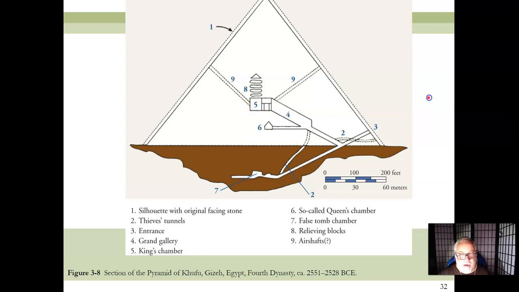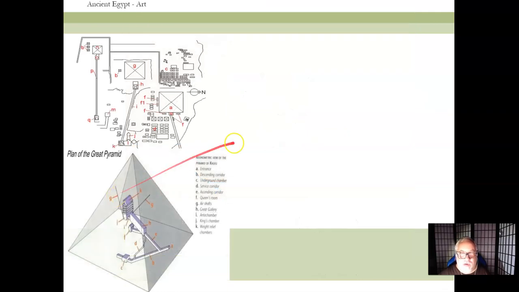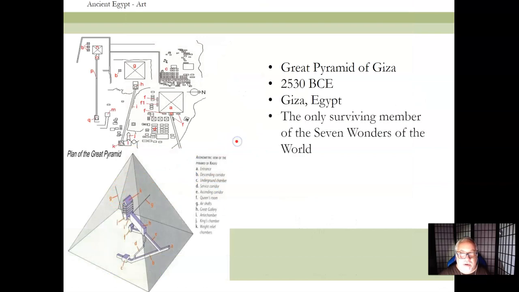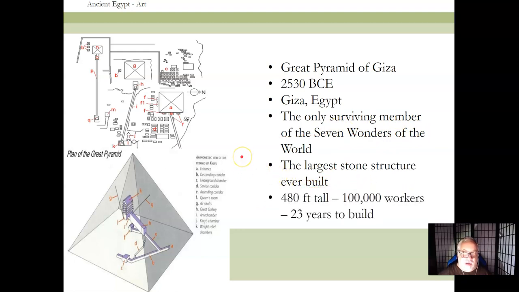The biggest pyramid is called the Great Pyramid. Okay, and the Great Pyramid is the only surviving member of the 7 wonders of the world, test question. The largest stone structure ever built, test question. It took 23 years to build, shorter than the 826. But there's a lot of reasons for that.